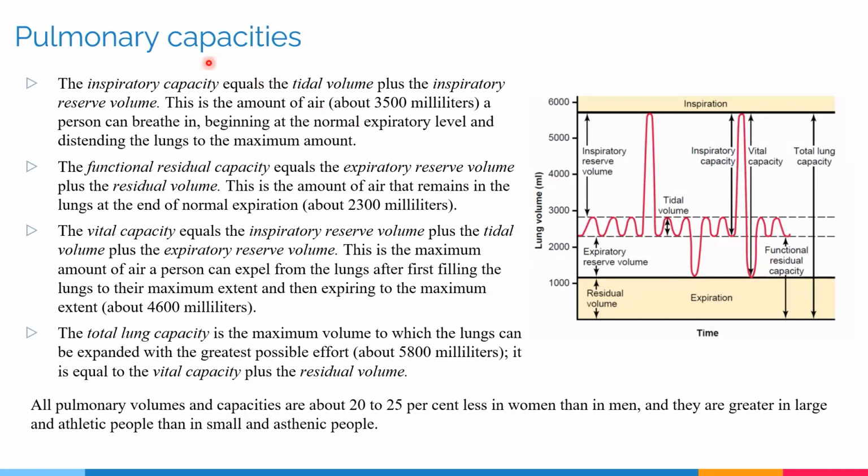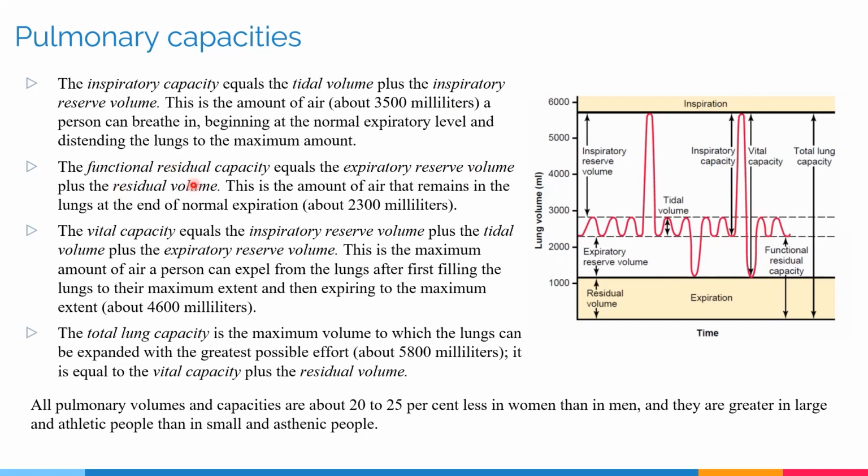Next, we will look into pulmonary capacities. The inspiratory capacity equals the tidal volume plus the inspiratory reserve volume. This is the amount of air, about 3500 milliliters, a person can breathe in, beginning at the normal expiratory level and distending the lungs to the maximum. So this is the inspiratory capacity, this particular peak right here, which involves one part of the tidal volume and the excess amount of air that a person can forcefully inspire.